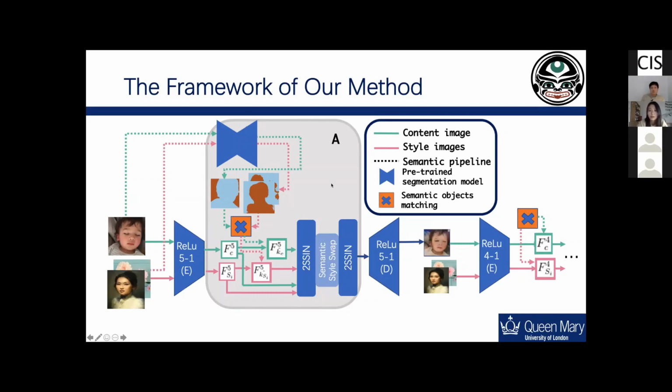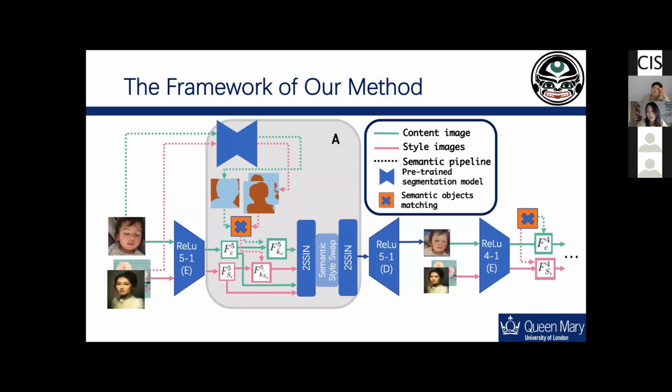In the semantic objects matching module, we generate correlation maps between different objects. For each object in the content image, we can find the corresponding object in the style image with the highest correlation. For this example, this one is a person and this one is a person, so they can match the two people in the content image and the style image.